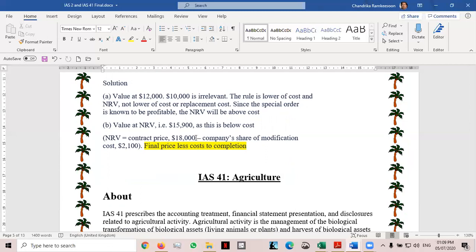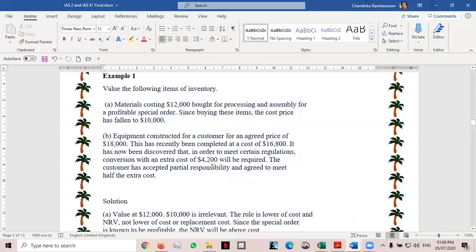Although these completion costs were decided upon after the fact, the item hasn't been sold as yet and it must be taken into consideration. So it's 15,900. And that's how it will be valued. Notice this does not change the contract price. The contract price is 18,000. This simply affects the valuation of the item. 18,000 contract less company share of modification 2,100.